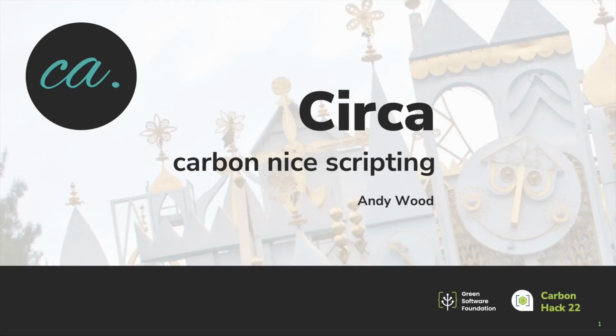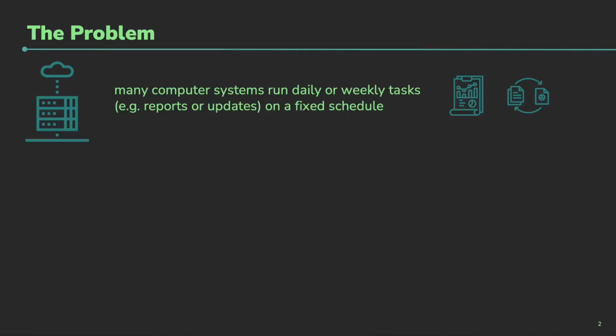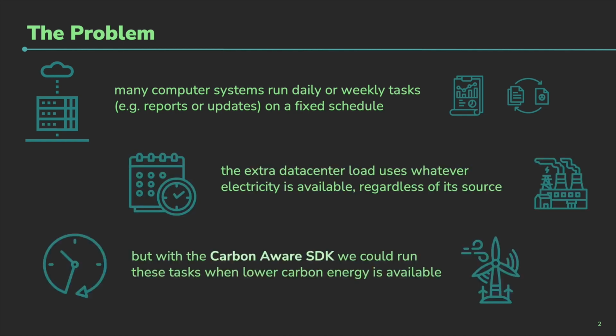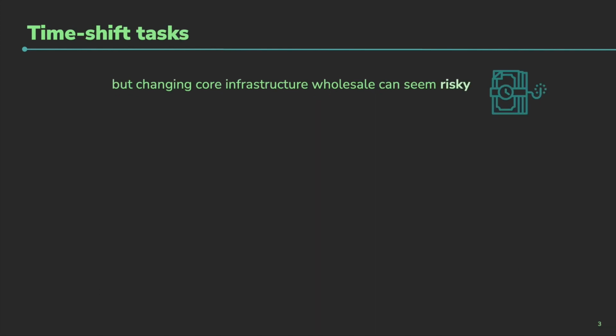Software Carbonize Scripting. I'm Andy Wood, and this video is about Circa, my project for Carbon Hack 22. I chose to look at the problem of task schedulers, and instead of running daily or weekly tasks at fixed times using whatever energy is available at that time, whether we can use the Carbon Aware SDK to change when they run so that they use lower carbon electricity. But writing a task scheduler is a big job, and getting people to adopt new core infrastructure feels difficult. They might see it as risky.